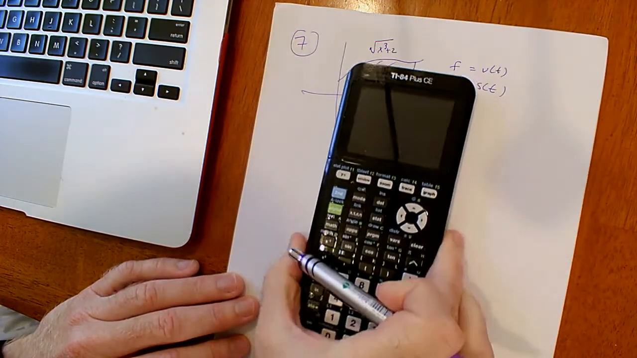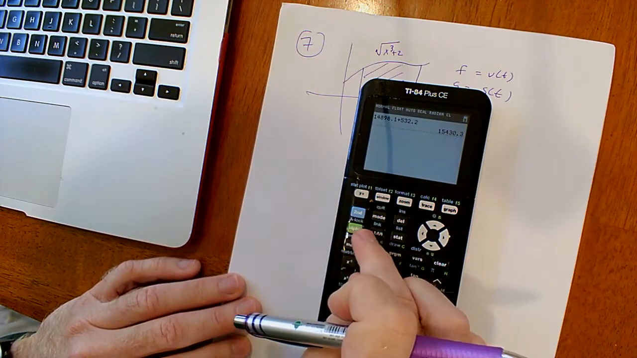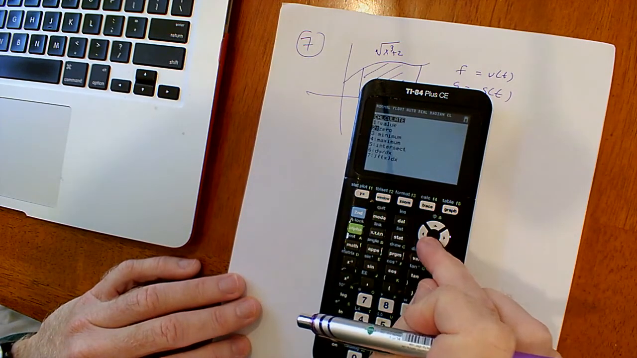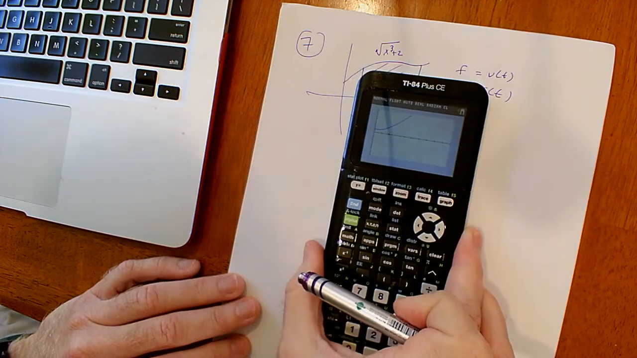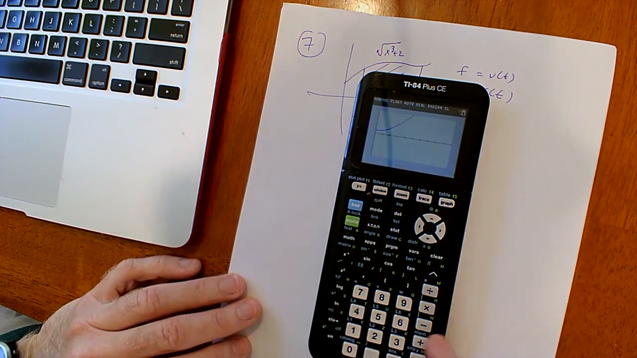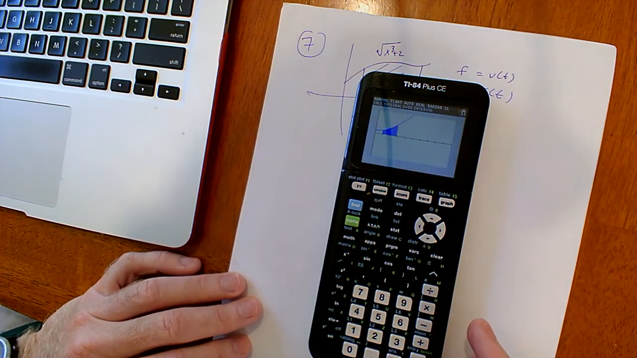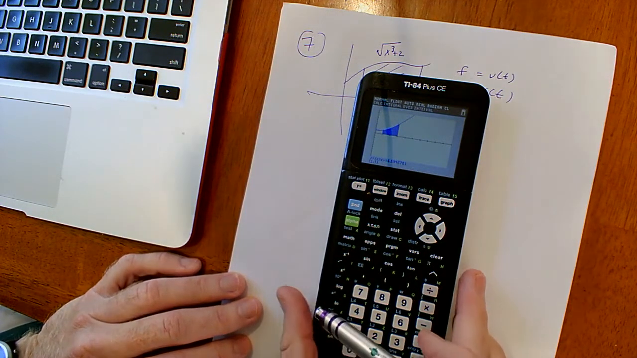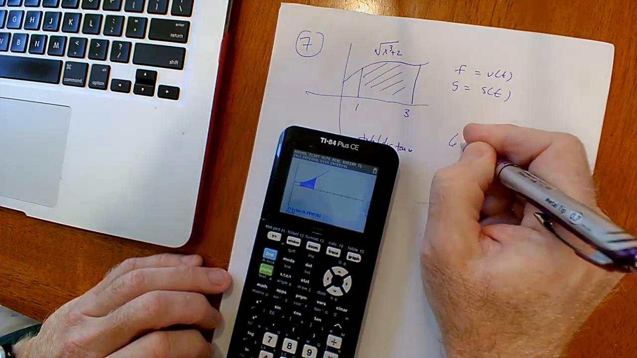So if I take my calculator, and I don't know if you can see this or not, I'm going to go ahead and integrate this function from 1 to 3, and I get 6.58. So that's kind of like the total distance traveled, right?